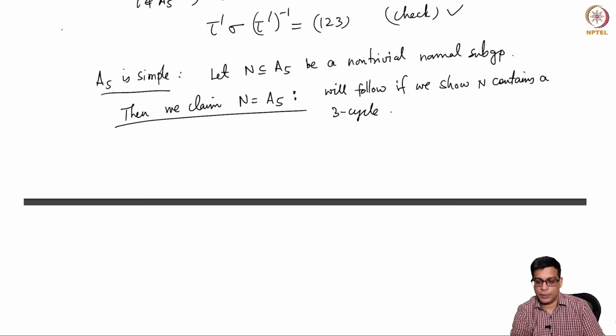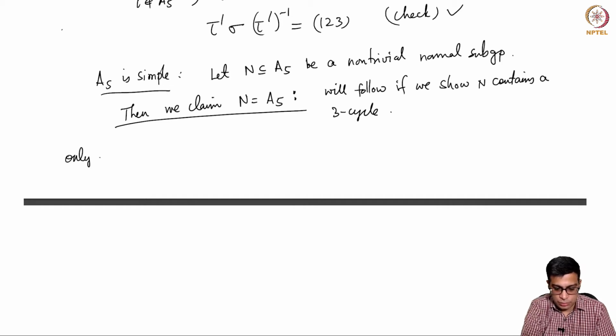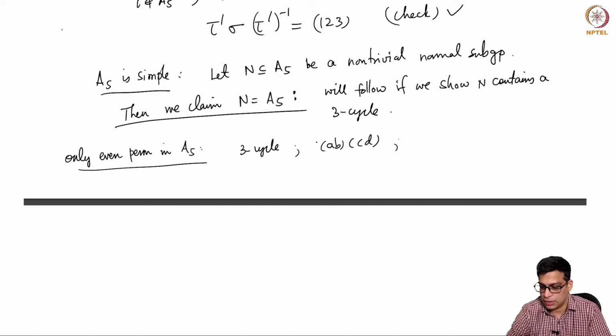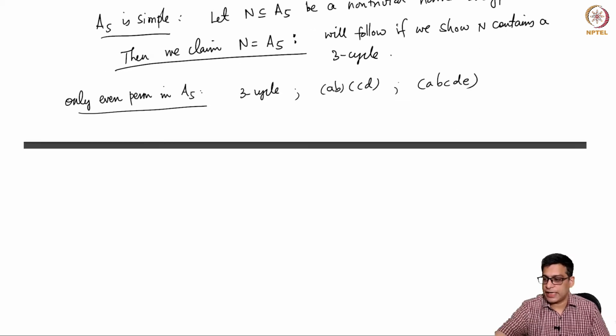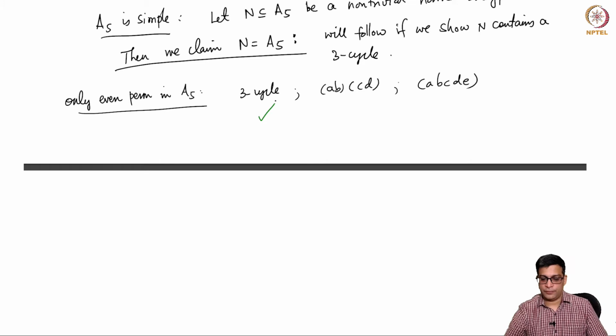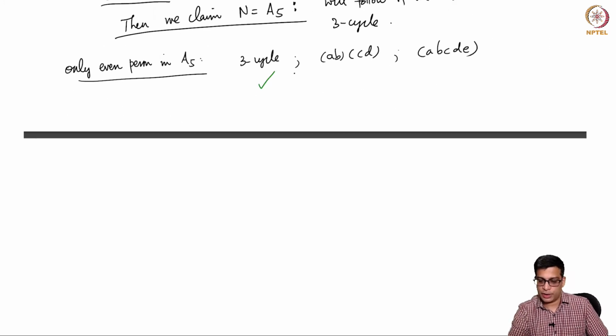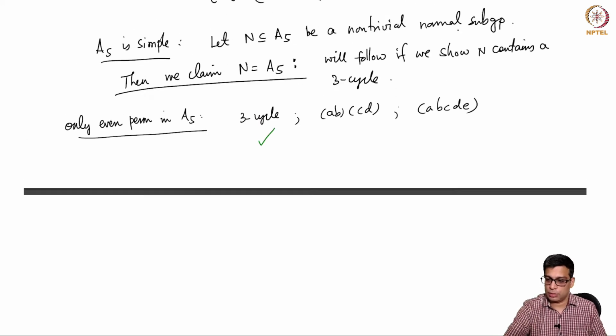So now N consists of even permutations, because N is in A5. The only even permutations in A5 are of 3 kinds: a 3 cycle, products of 2 disjoint 2 cycles like this, or a 5 cycle. In the first case, of course, we are already done. If N is non-trivial, it must contain either this or this non-trivial element. If it contains a 3 cycle, that's already the claim.